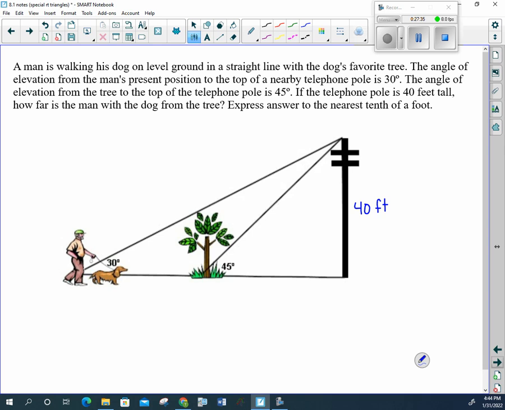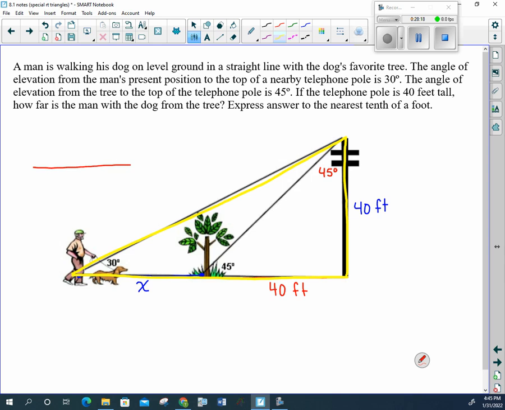Okay, so here's the man, and we want to know how far he is to the tree right here. So that's our x. Well, I know since this is a 45-45, and if the telephone pole is 40, then from here to here has to be 40. Okay, so all I need to do is figure out this blue part. Well, if I look at the big triangle, so not the 45-45, but the whole thing now, that's a 30, 60, 90.